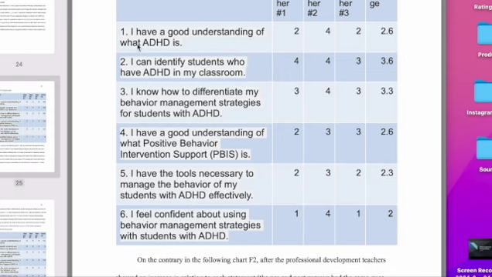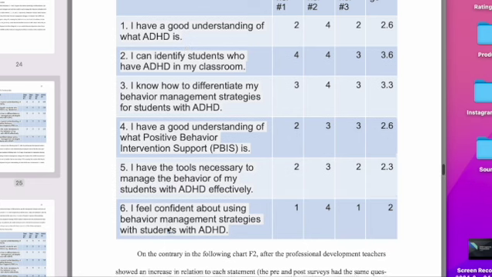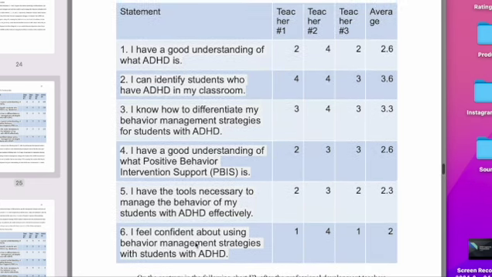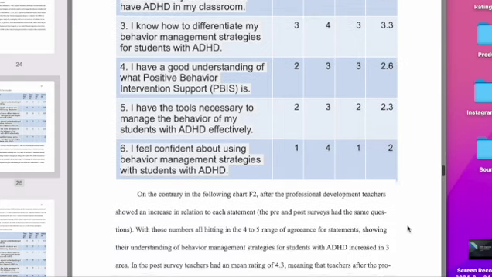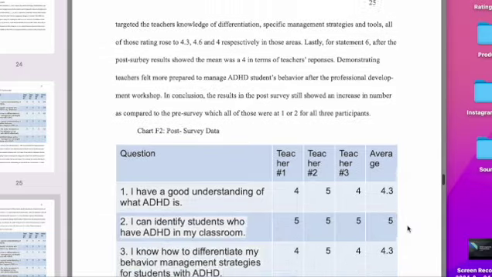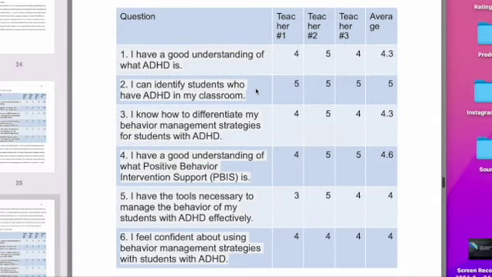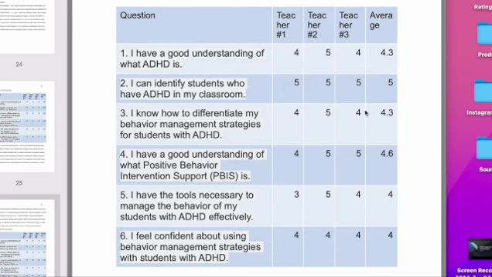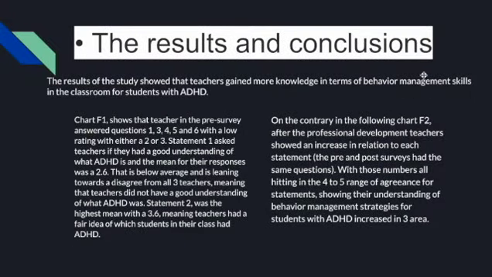For number 1 and number 6, which I'm really looking at, their understanding of ADHD and their confidence in being able to implement behavior strategies for ADHD were very low, and really marked in the disagree section. Meanwhile, after the intervention, you have 4s, high 4s for both these categories and all these other categories as well. You see there's a large increase, and that really shows a positive correlation between the professional development and their knowledge gained.